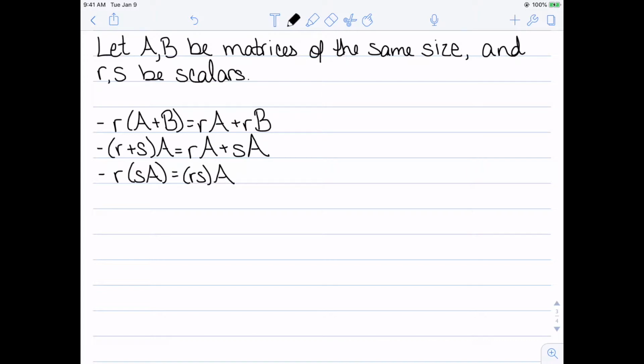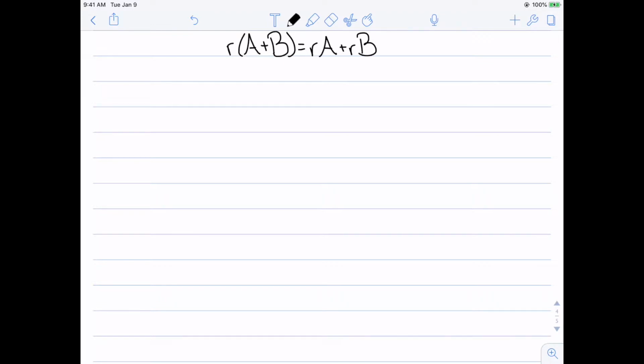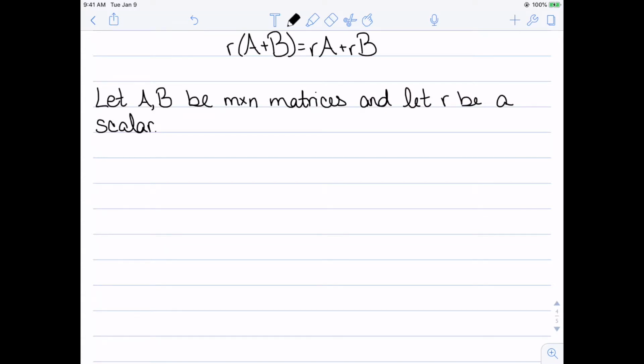And so I'm going to go ahead and prove the first one of these, this first distributive property, and I highly encourage you to work out the other 2. This is what I want to prove. R times (A plus B) is equal to RA plus RB. So I'm going to consider 2 matrices. I'm going to let A and B be m by n matrices, so they need to be the same size, and let R be a scalar.